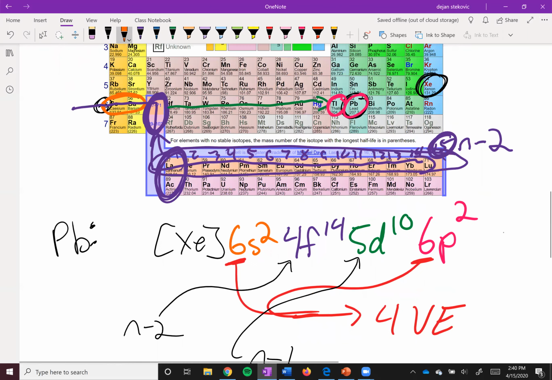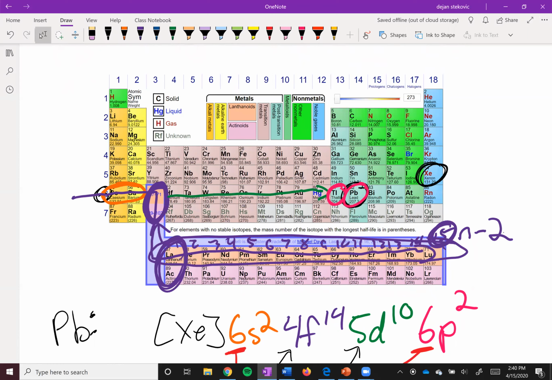So be comfortable. At this point, we've basically covered the electron configurations of all of our elements. The only thing I won't ask you for is F block elements, but I will ask you for stuff after the F block. So be prepared.